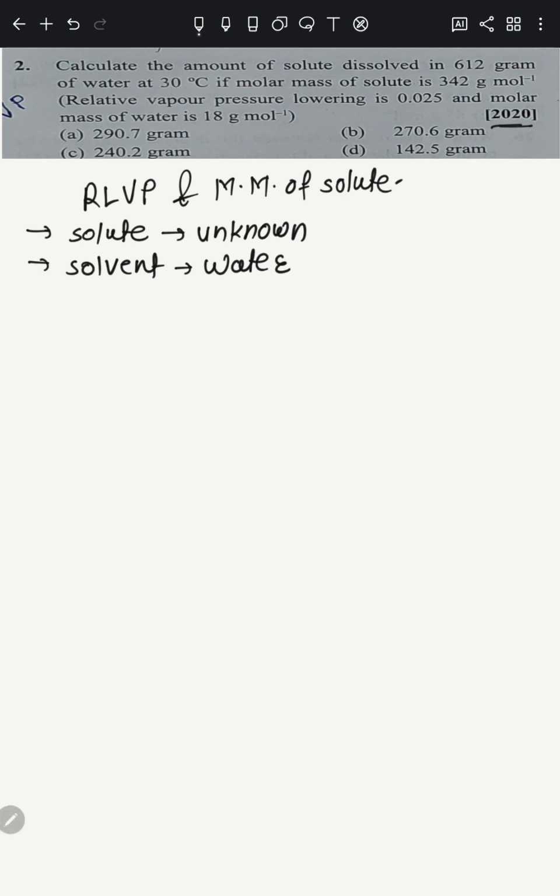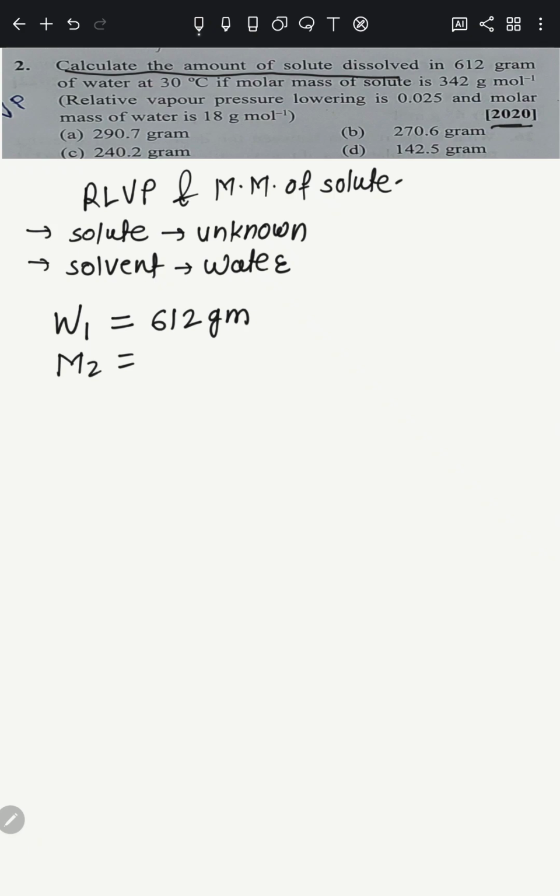Now calculate the amount of solute dissolved in 612 gram of water. So I am getting one value, that is 612 gram. It is the amount of water. Water is a solvent, so water is indicated by W1. So I am having the value of W1. Then molar mass of solute, it means M2 is provided.